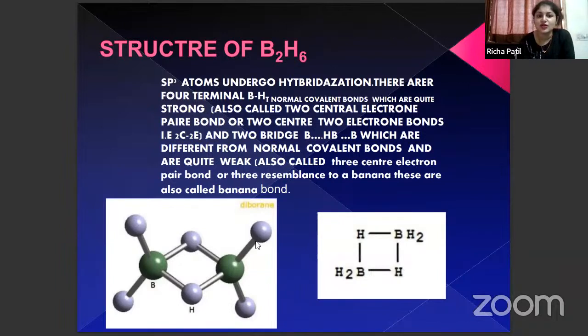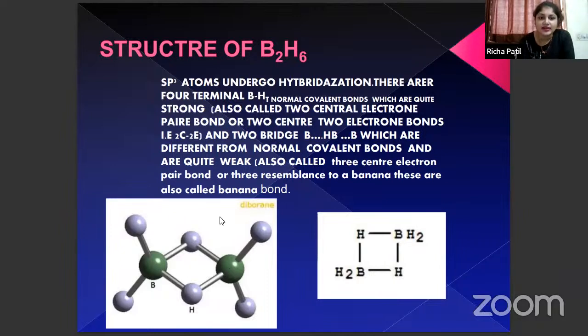So this is the structure of diborane. You can see here it has two-centered bonds and three-centered bonds. This is called two-center, with boron and hydrogen here. And boron, hydrogen, boron is three-centered. So it is called a banana bond.